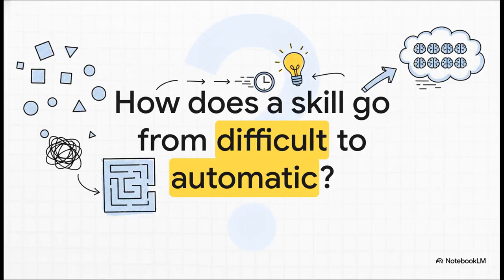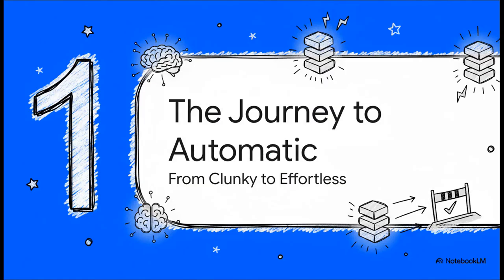So think about this. How does a skill go from being super difficult and clunky to something you do completely on autopilot? I mean, remember learning to drive. Your hands were probably glued to the wheel, your brain was just screaming, trying to keep track of the pedals, the mirrors, the road, and now you just do it. How in the world does that happen? Well, that's exactly what we're going to get into. We're talking about that journey, the journey to automatic.